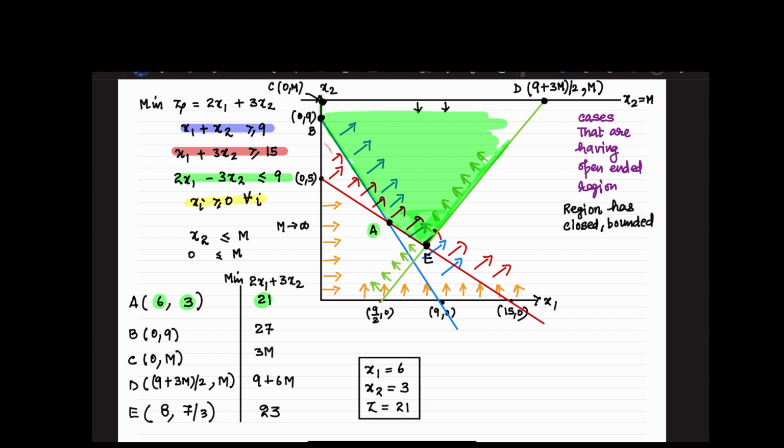Okay. One more thing. Why can't this be chosen? Because m is tending towards what? M is tending towards infinity. So 3m is also tending towards infinity. So roughly, you can treat this value as infinity. And this value is also tending towards infinity. So these two are very large. So the minimum amongst these is 21.